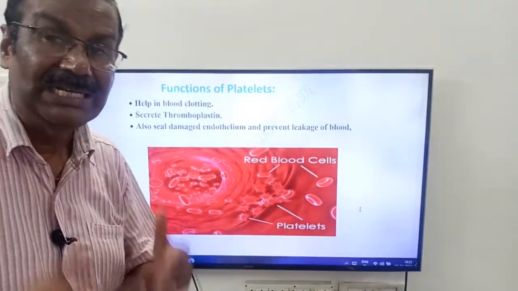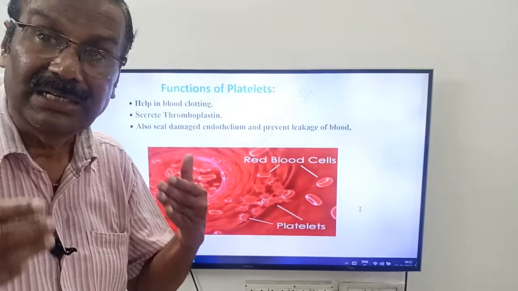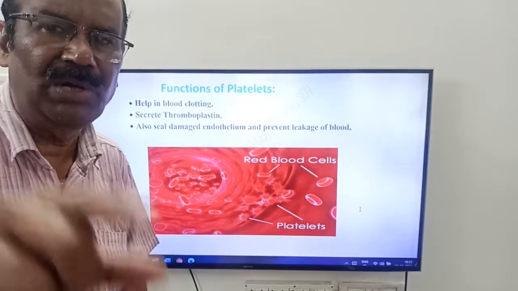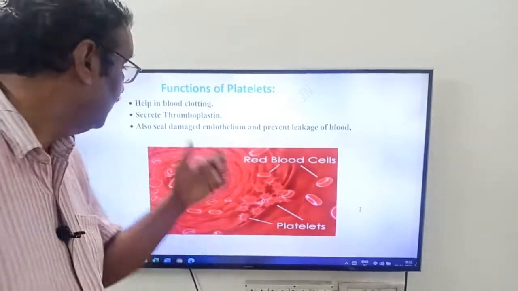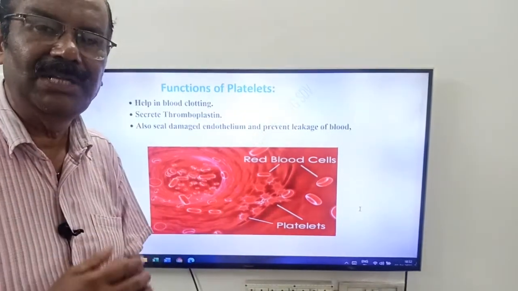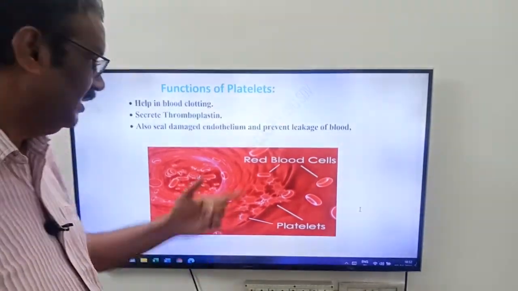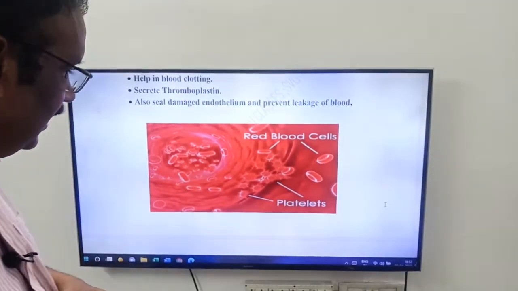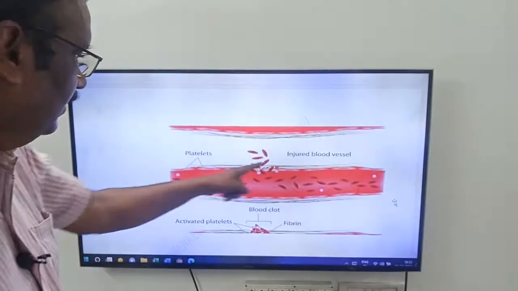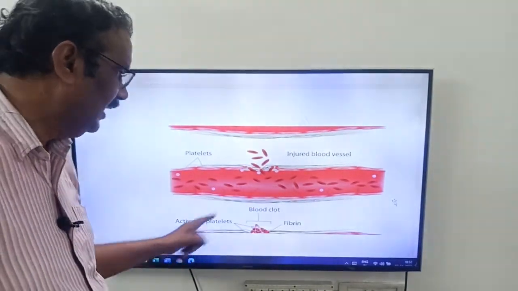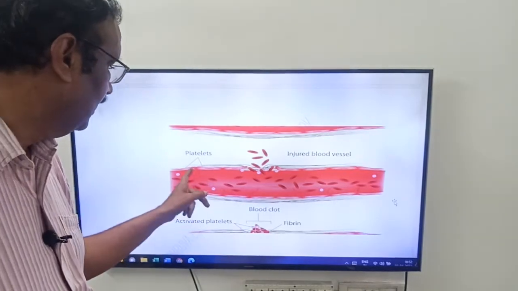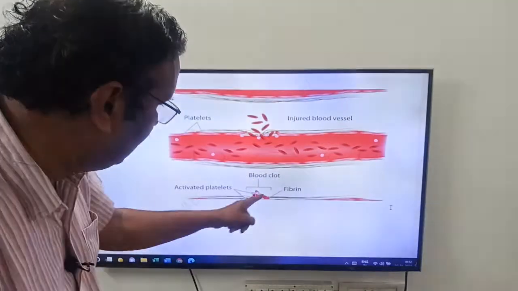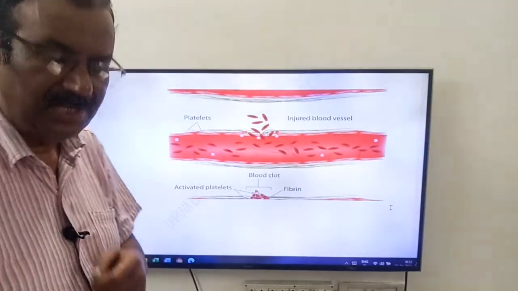What is endothelium, friends? This is a layer which is present in the inner layer of the blood vessels. For example, you take blood capillaries. Blood capillaries have only one layer, that is endothelium. So they seal the damaged endothelium and prevent the leakage. See, here this is the blood structure, red blood cells and platelets. Now see here how platelets are sealing the damaged endothelium. These are platelets, this is damaged endothelium. Here they are clotting the blood.